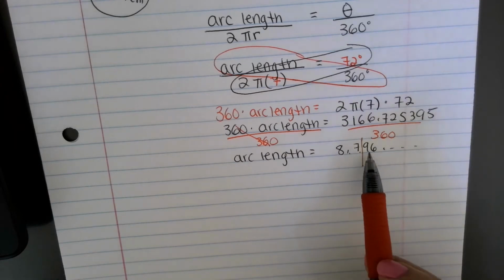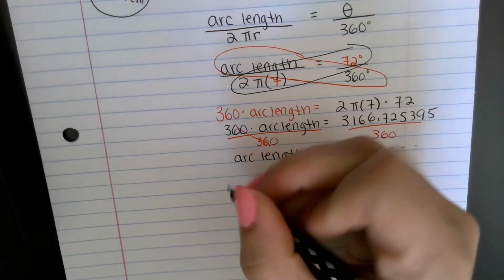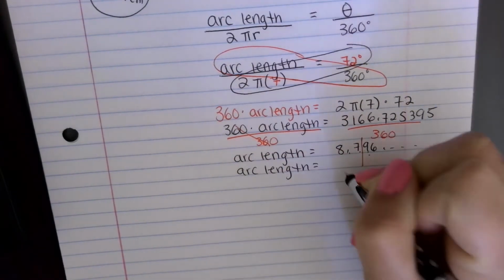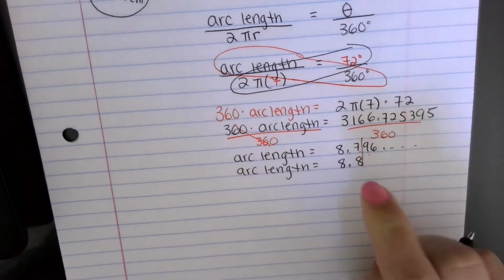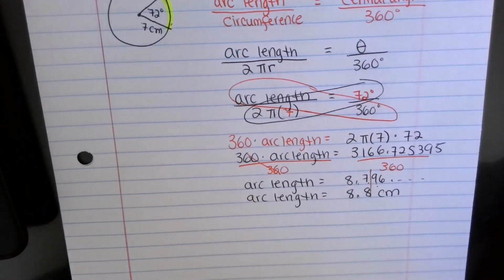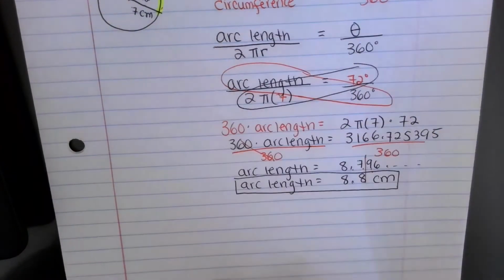Because the hundredths place is 5 or greater, we're going to round up. So my arc length is equal to 8.8, and I'm checking if I have any units. I did. It's centimeters, and that's it. That's your final answer. So that's method 1.